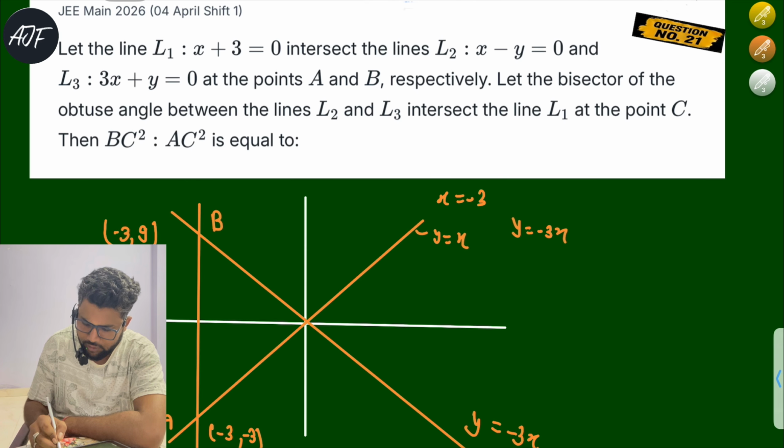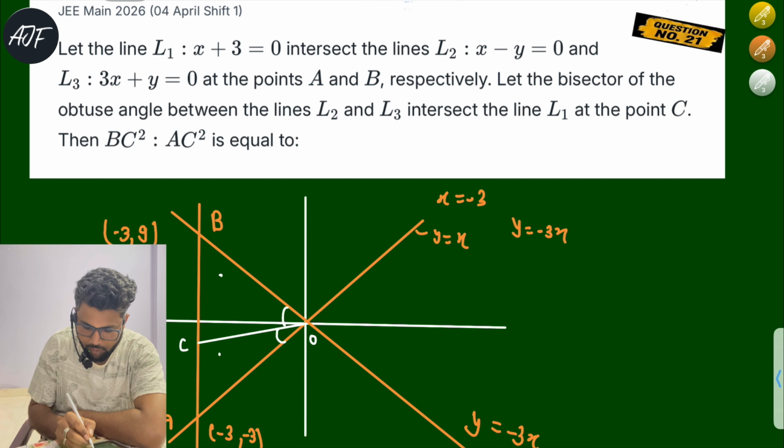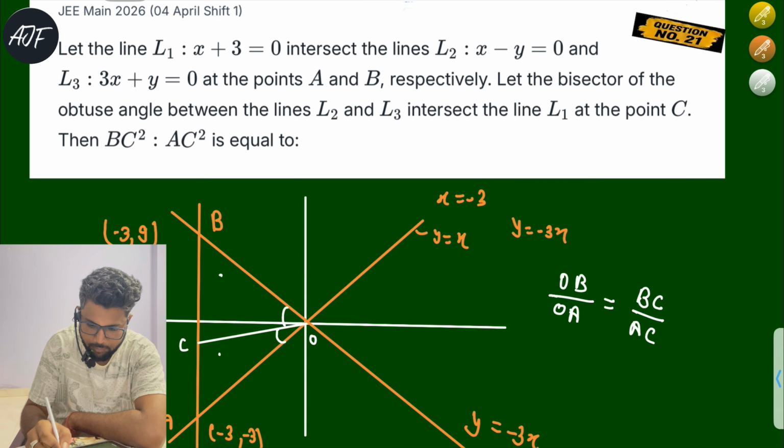Similarly, I'll assume the bisector is this one, okay? Then it bisects equally, and now it asks for BC upon AC square. Since it is a bisector, both angles are equal, so triangles OBC and OAC are similar. So OB upon OA is equal to BC upon AC. Sorry, OC. Yes, BC upon AC ratio.